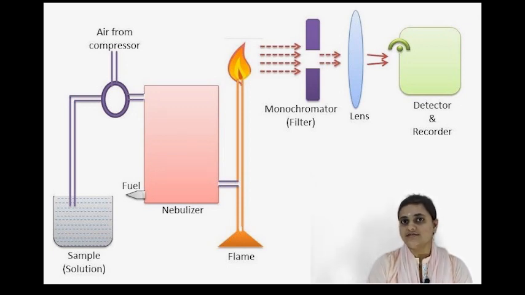As the name itself says, the instrument contains some filters. For example, whichever minerals we need to detect, those filters are already pre-installed in the system, say calcium filter, magnesium filter, potassium, sodium, and so on. When the emitted radiations come from the optical system, they are focused through a single slit onto the filters.